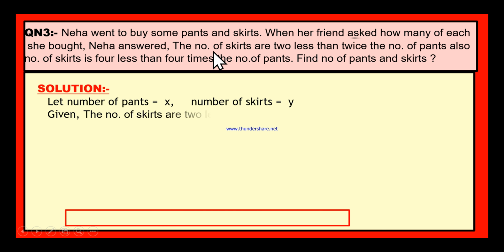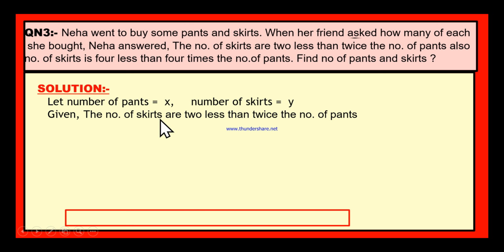The first condition is the number of skirts are 2 less than twice the number of pants. Please keep in mind, less means you have to subtract. Twice or times means you have to multiply. Twice means 2 times. Thrice means 3 times. More means you have to add, and parts means you have to divide.